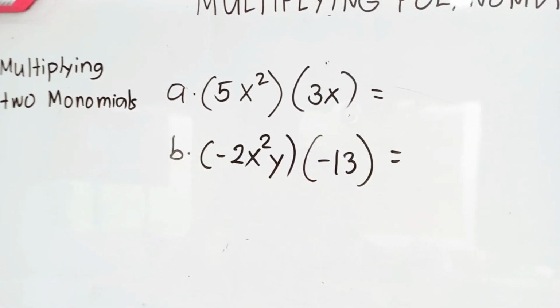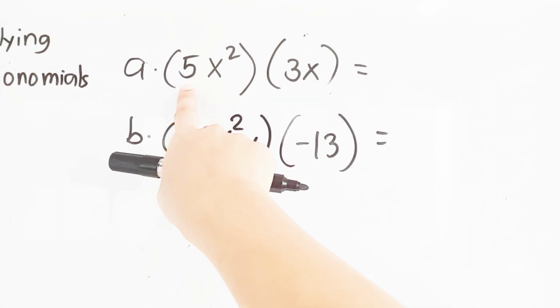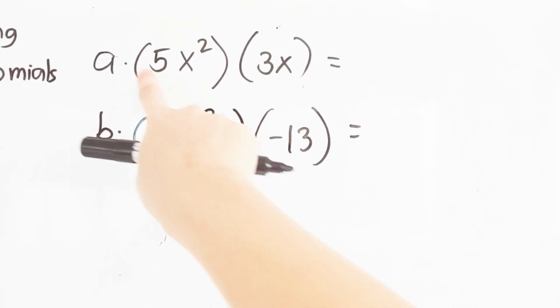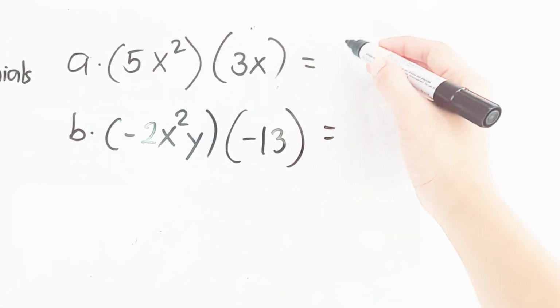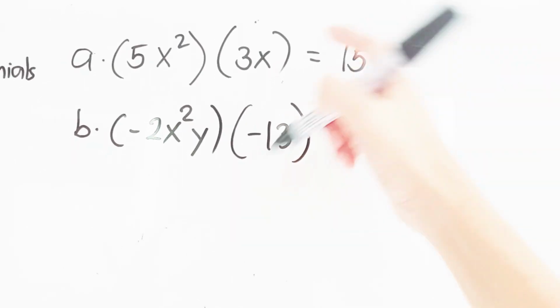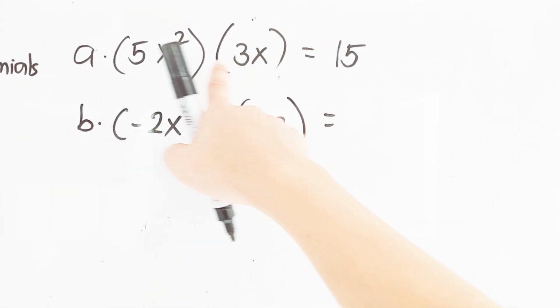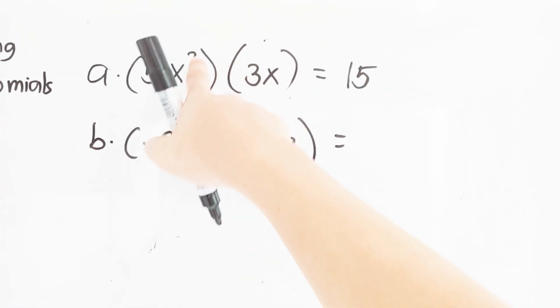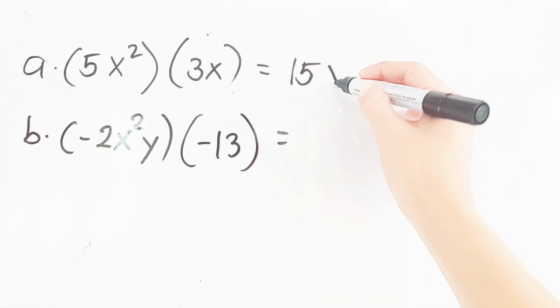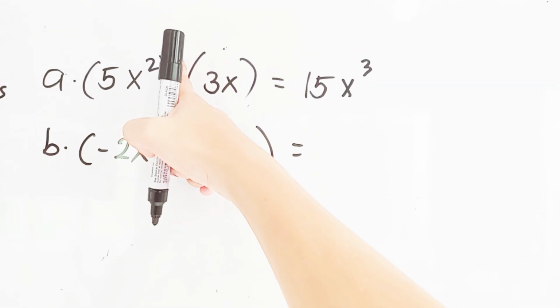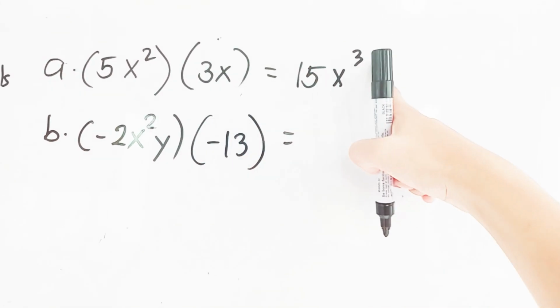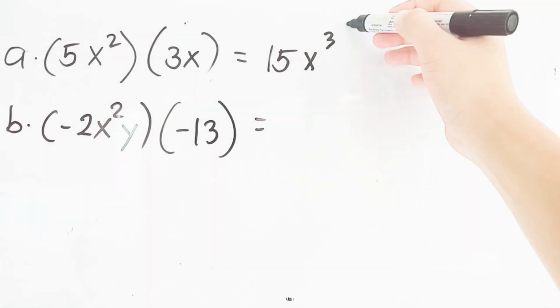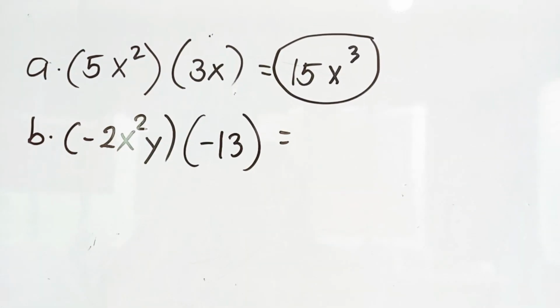To multiply two monomials, first, let's multiply the numerical coefficient. 5 times 3 is 15. And then after, the literal coefficient by applying the rules of exponent. X squared times x, that would be x cubed. 2 plus 1 becomes 3, x cubed. So this is now our answer, 15x cubed.